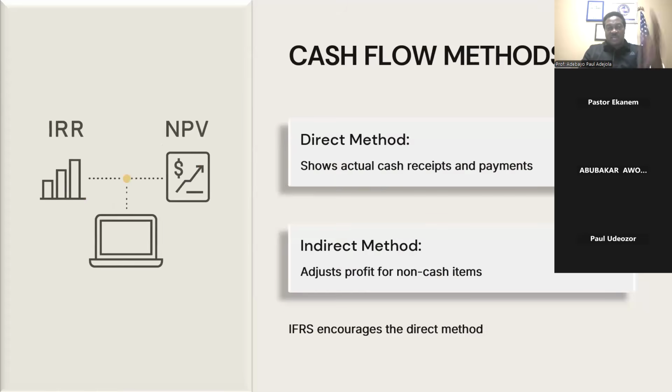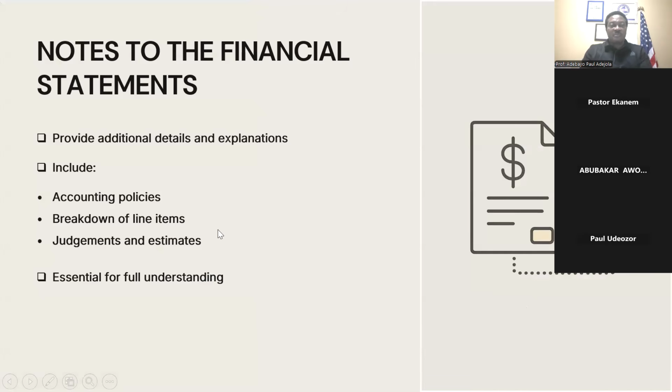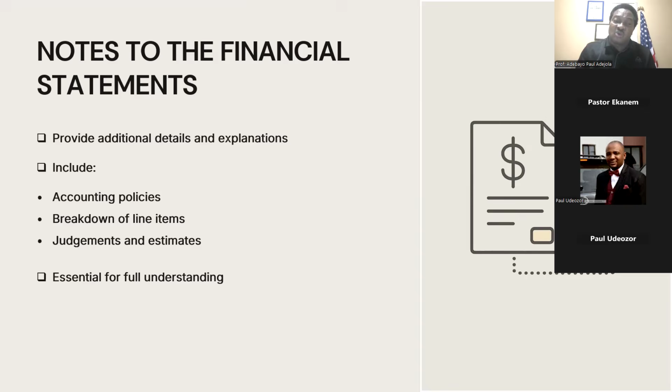See cash flow method, we have the direct method, we have the indirect method. See something, IFRS encourages what? The direct method. Then notes to the financial statement. This is where IFRS and IPSAS are a bit different. Before now, if you look at one of our accounting standards, they will tell you abridged financial statement. Just summarize. Management at the top don't have time to read too lengthy reports. But under IFRS or IPSAS, they want all the detailed reports. And this is one of the limitations of IFRS or IPSAS.